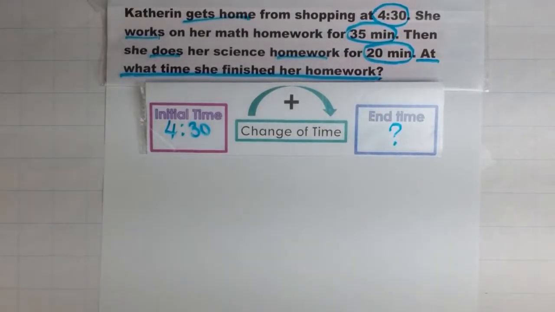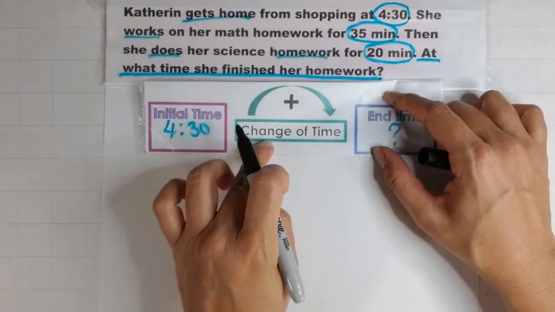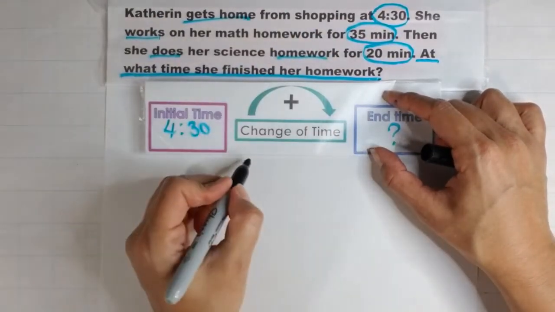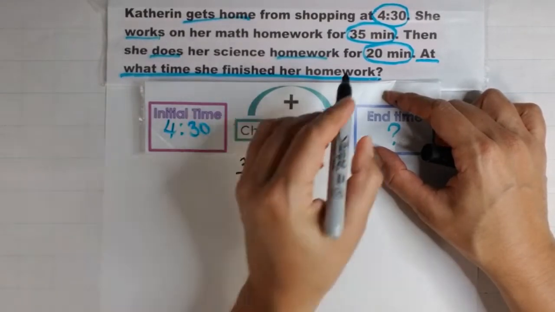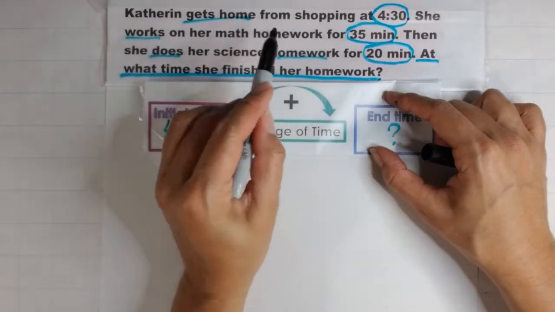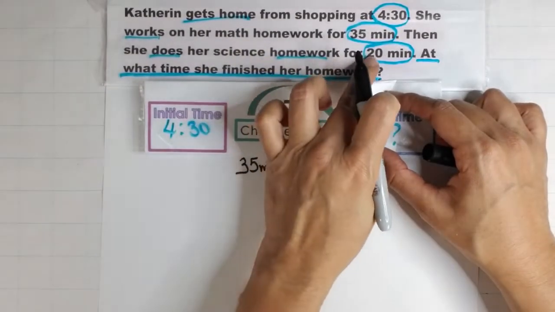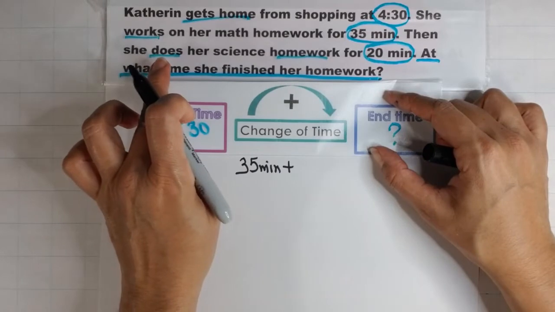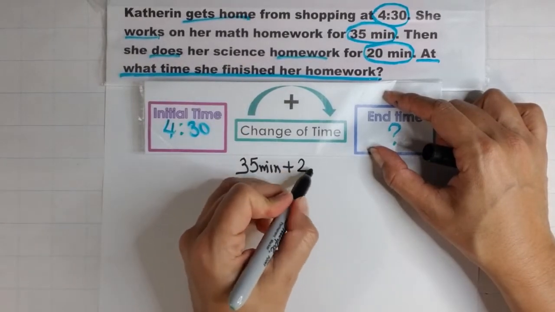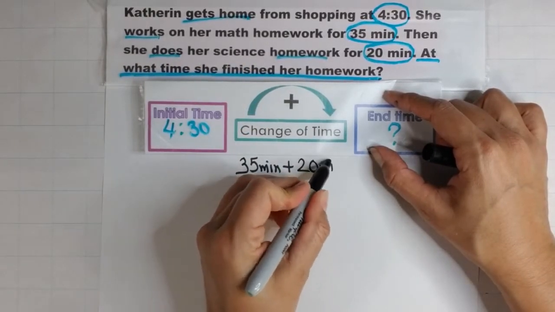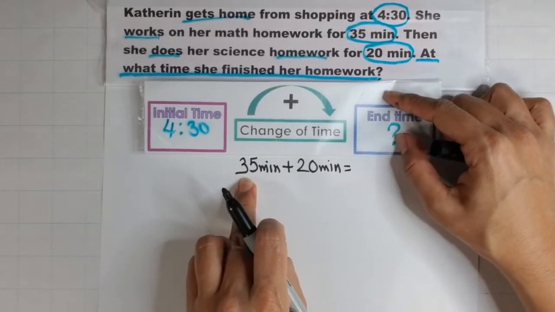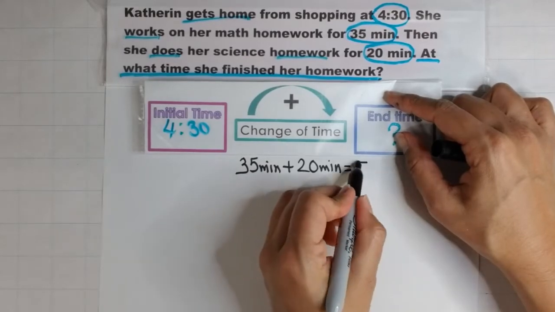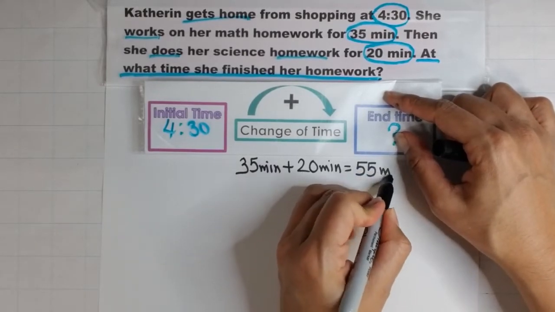And then we're going to see what's the change of time. So we pay attention to what we have in that problem. We'll notice that the change of time is the minutes she's spending to do her homework. So we have 35 minutes that she spent doing her math homework, plus another 20 minutes that she used doing her science homework. Now when we add those minutes, 35 plus 20 makes 55 minutes doing her homework.